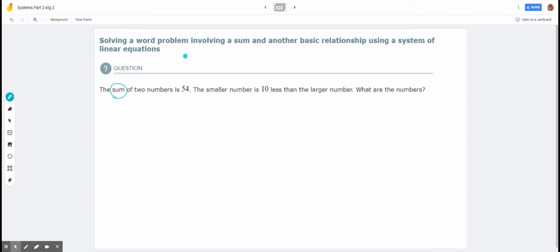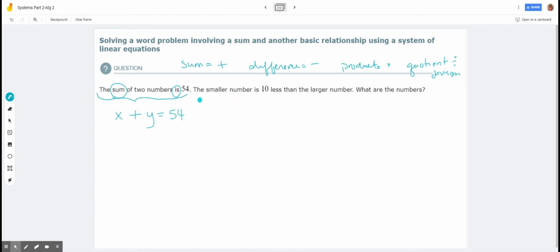So the sum, you do need to know these words, you guys. Sum is plus. Difference is subtraction. Product is multiplication. Quotient is division. I guess I could put the symbols there. Okay, so let's start out and just translate this. It says the sum of two numbers is 54. The sum of two numbers always equals 54.